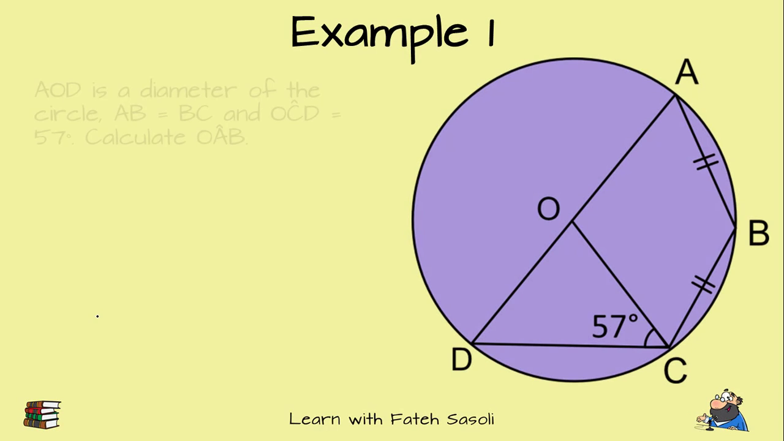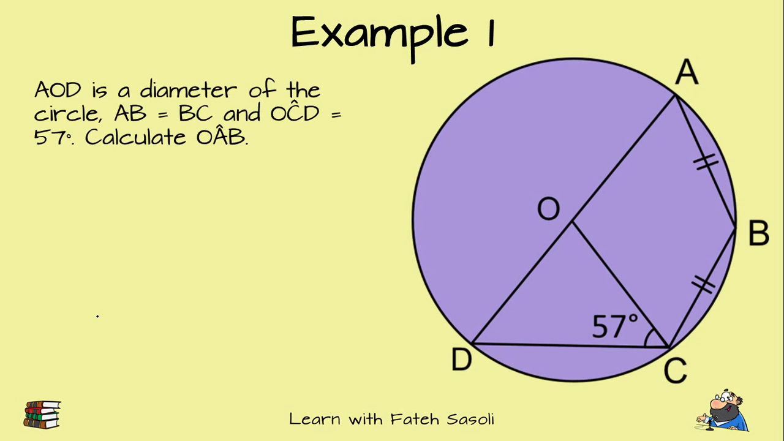Let's look at our first example where AOD is a diameter of the circle, line AB is equal to line BC and angle OCD is equal to 57. We are supposed to calculate angle OAB.